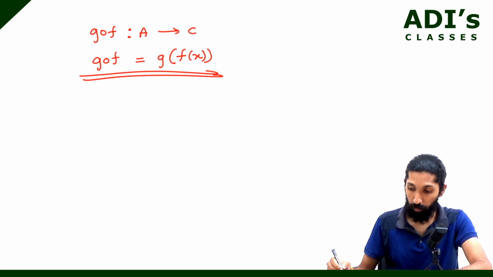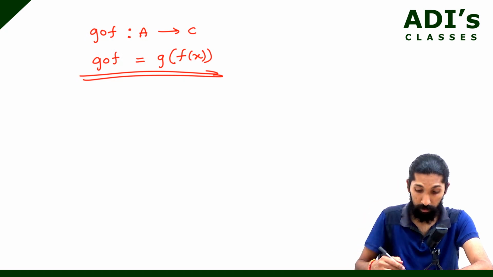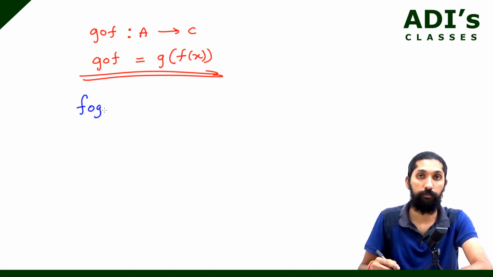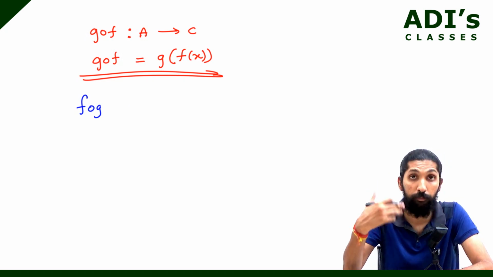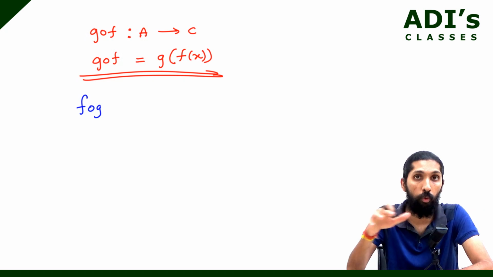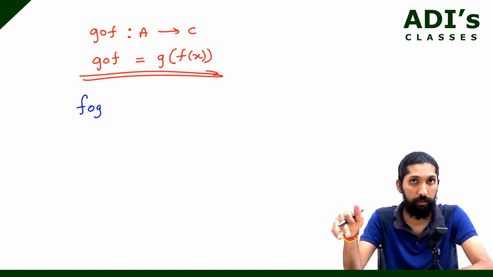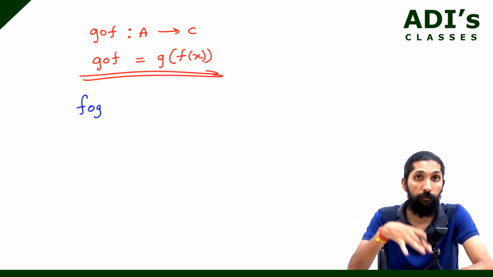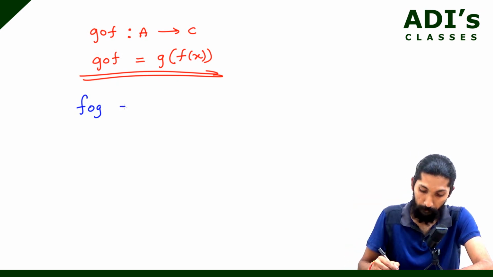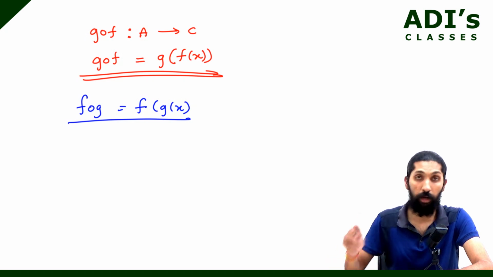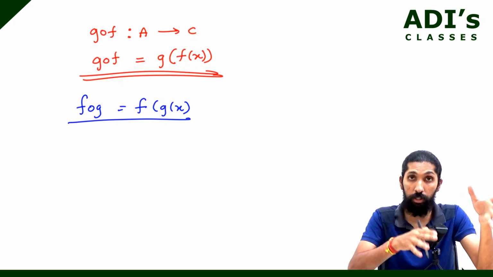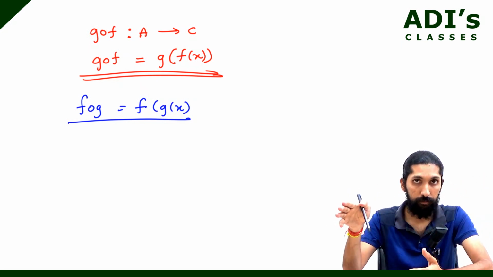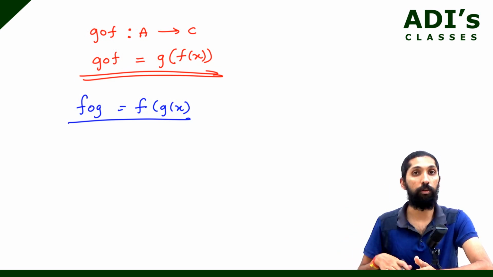Now there is one more composite function. If you write f o g, never pronounce it as fog and goff. That's not a correct way of pronouncing this. It's always g o f, that's g of f of x. And when you say f o g, it is f of g of x. This is another composite function. So we have two composite functions: g o f and f o g, that is g of f of x and f of g of x. Clear? So this is what we call composite functions.